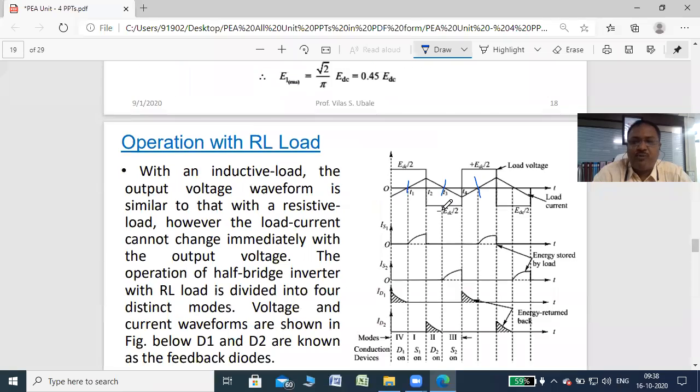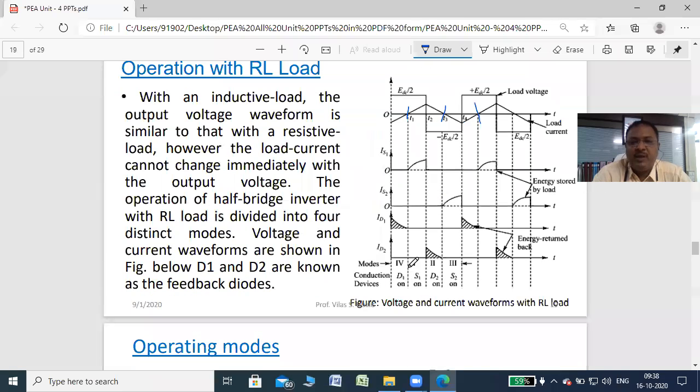In this output waveform, a total of 4 cases are explained. This is the first case, but actually it is called the fourth case. So this is diode D1 on. At that time the output voltage is positive and current is negative. Then S1 is on, output voltage is positive, current is positive. Then next, when D2 is on, output voltage is negative, but current is still positive. And when S2 is on, current is negative, output voltage is also negative.